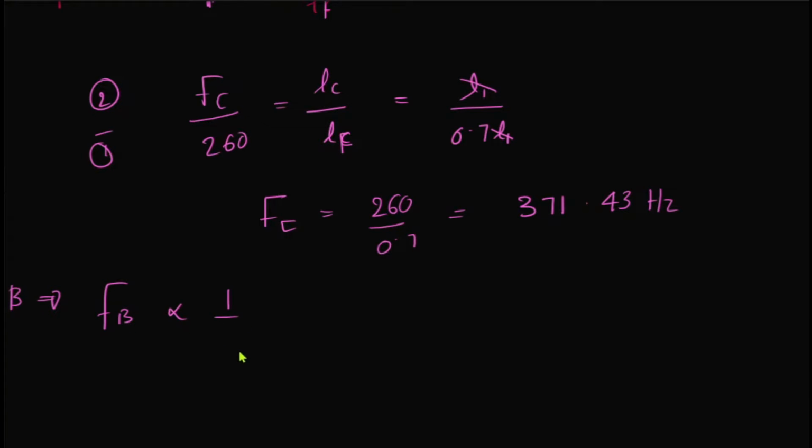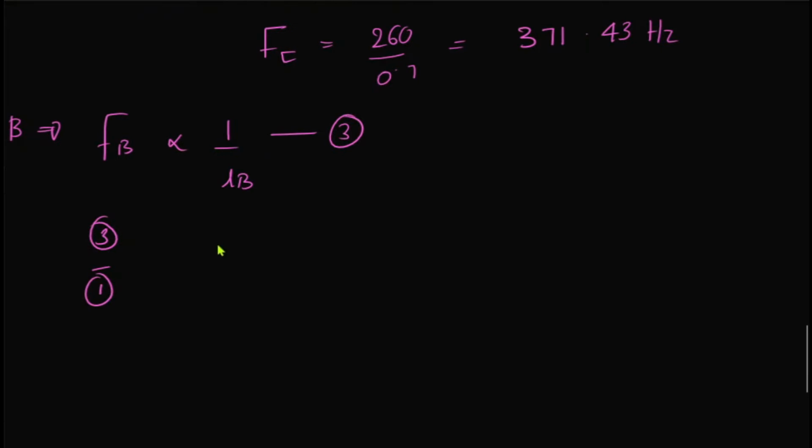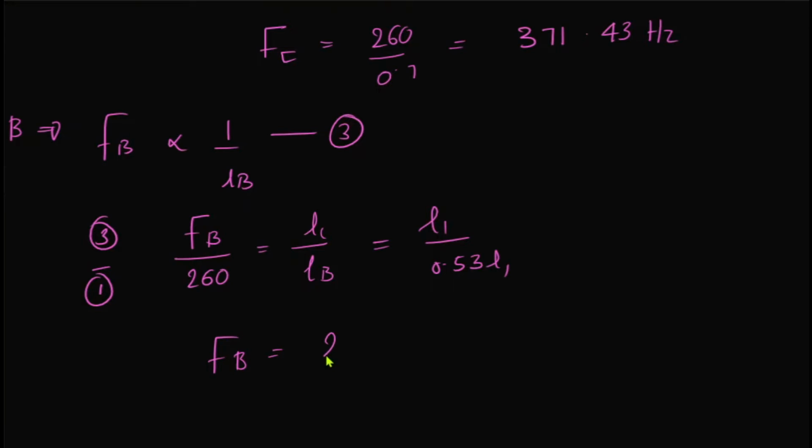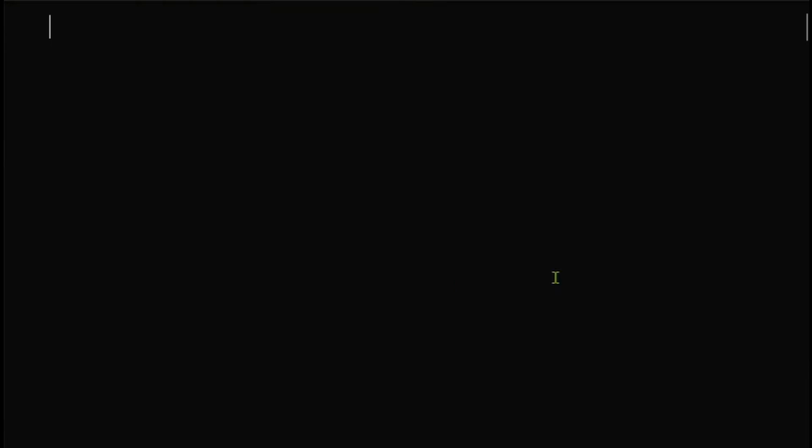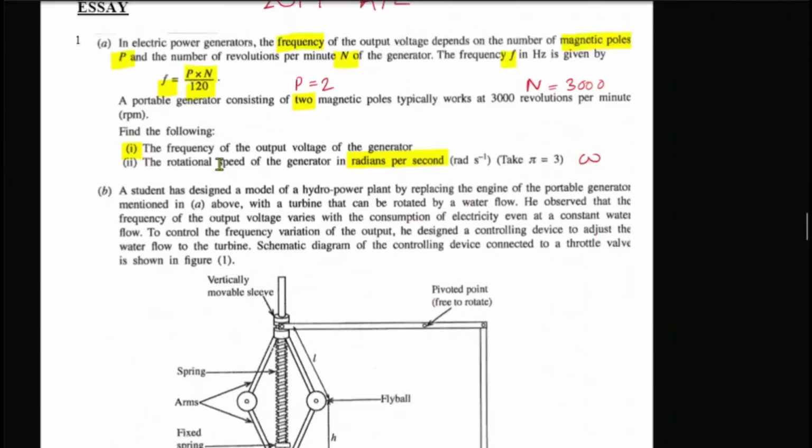Similarly, we can find it for B as well. FB is inversely proportional to LB, the third one. Here also I'm going to divide the third equation by the first equation. FB over 260 is LC over LB. LC is L1, LB is 0.53 L1, so the L1 cancels. FB is 260 divided by 0.53, which is going to be something around 490.57 Hertz. These are the two answers. Okay, next we need to discuss the second one.